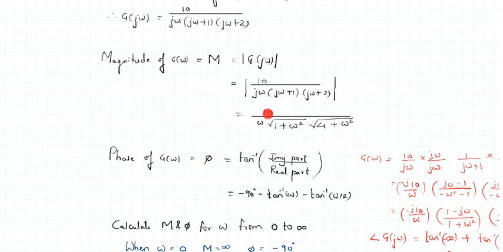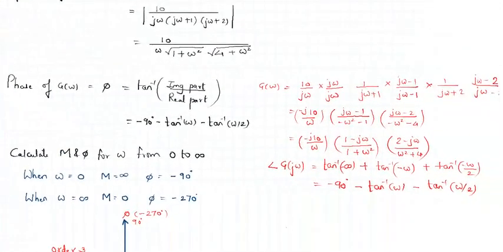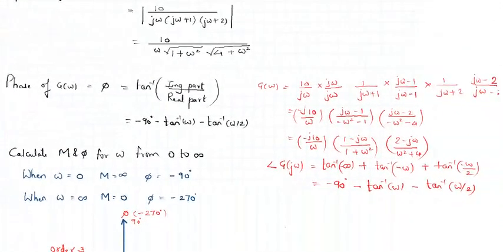Now we need to find the phase. So we know the phase relation is tan inverse of imaginary part by real part. So we need to find the imaginary part and the real part for the given system. Let us look at each of the terms. So we have the first term 10 by j omega. We will try to rationalize it by multiplying it by j omega, j omega. We have the second term 1 by j omega plus 1.